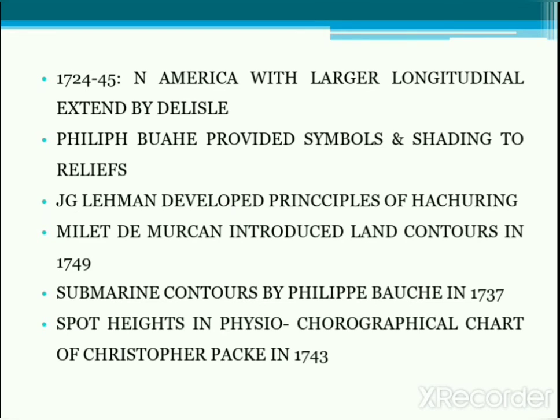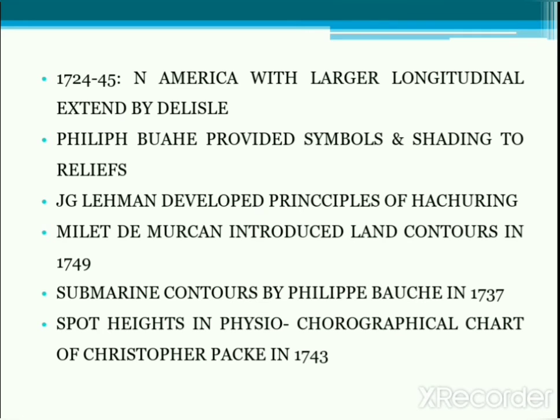Delisle published a general map of the world between 1724 and 1745, where North America was represented with a larger longitudinal extent. The regional maps of De Vallee had the same findings as the source of the information was the same. The work of De Vallee was carried on by Philippe Buache, who developed the system of providing symbols and shading to represent various reliefs. The symbols were used for representing the mountains and the hills, and the valleys and escarpments were represented with shading. During the 18th century, Lehmann developed the principles of hachuring.